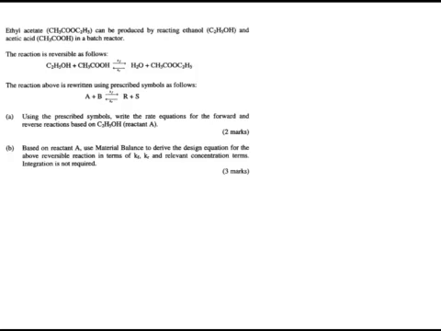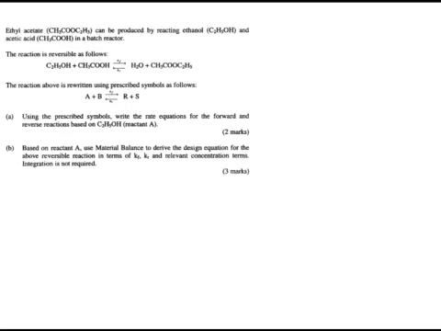This question tells us that ethyl acetate can be produced by reacting ethanol and acetic acid in a batch reactor. The reaction is simplified by the symbols A plus B forms R plus S and vice versa, with a forward rate constant of Kf and a reverse rate constant of Kr.